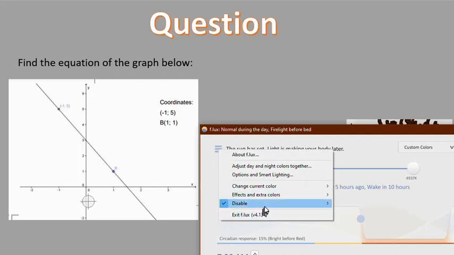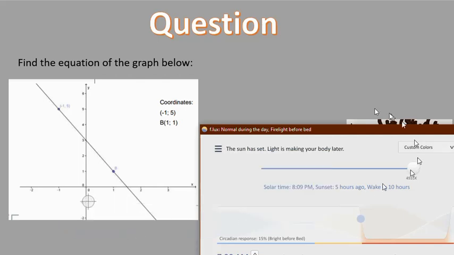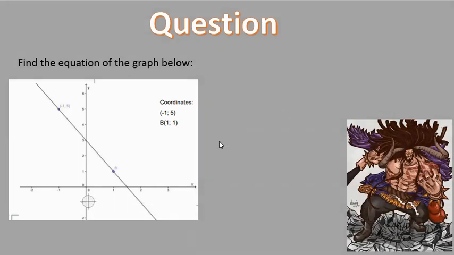Wait, is this thing off? Yeah. So now, if you'd remember, I said that.